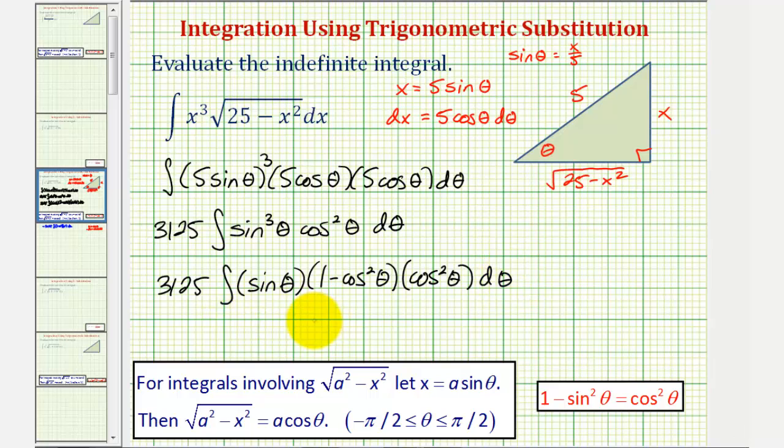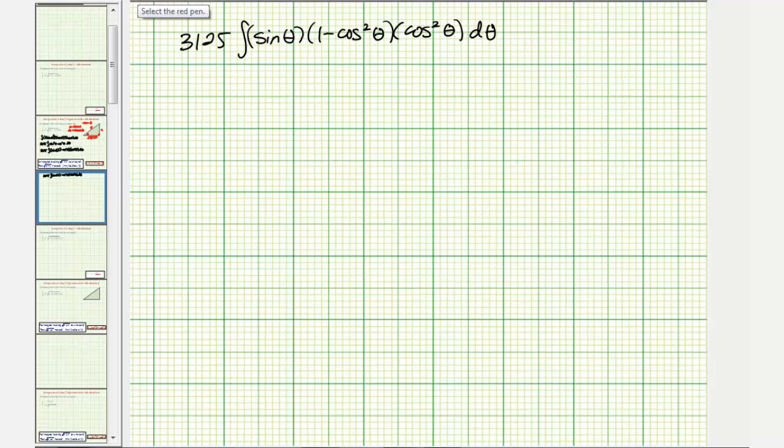Now the reason this helps is if we let u equal cosine theta, then differential u would be negative sine theta d theta. So let's perform that substitution on the next slide. So again, if we let u equal cosine theta, then differential u is equal to negative sine theta d theta. So we could say that negative differential u equals sine theta d theta. So now I'll write this in terms of u.